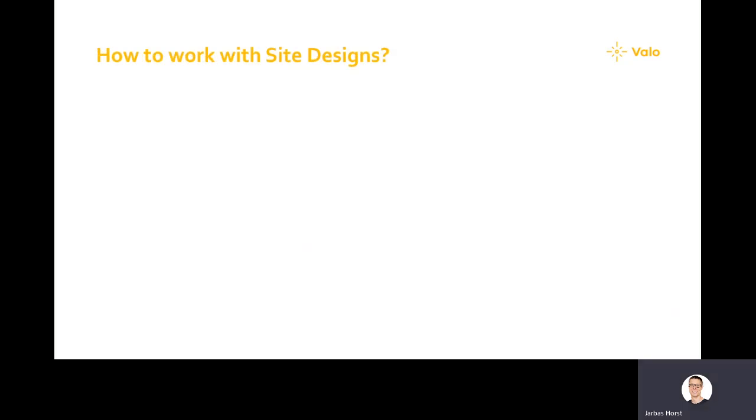Now, how can I use site designs? The first thing that we need is a site script. So in the site script, I have definitions about the things that I want to apply to a site collection. Here is a place where I define the structure of the list, for instance, that I want to create. Here's the place where I define the theme that I want to apply to a site collection.